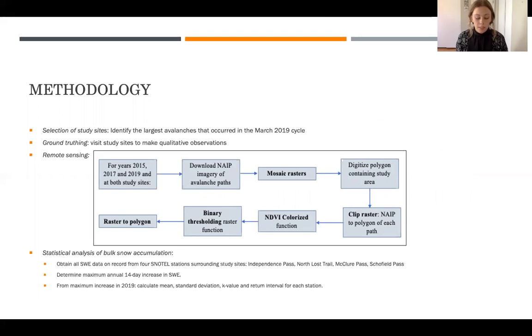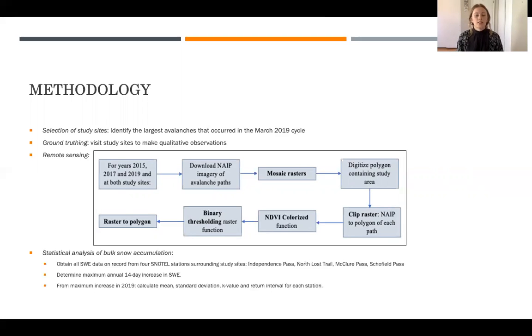So what I did was I obtained all the documented avalanches that occurred in March 2019 in Colorado from the Colorado Avalanche Information Center. And then I sorted all of that data to identify the largest avalanches that happened. The result were 2 avalanches, both of which were D5, R5, and these were the 2 largest that happened during this cycle. I then visited these 2 avalanche paths in early October to make qualitative observations of the paths.